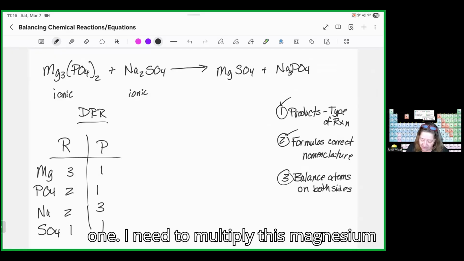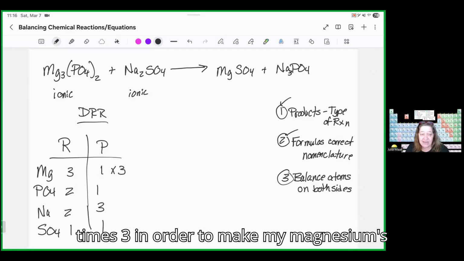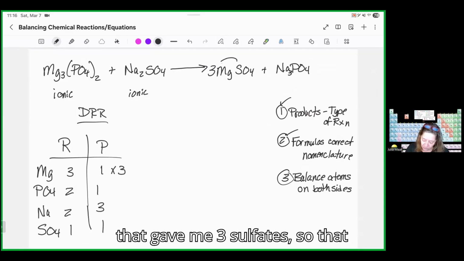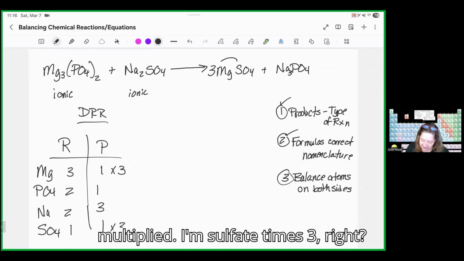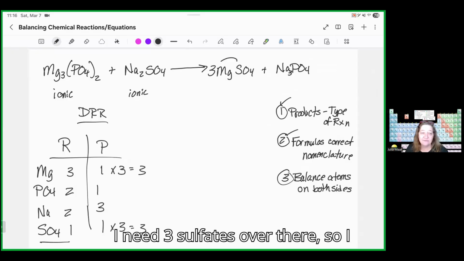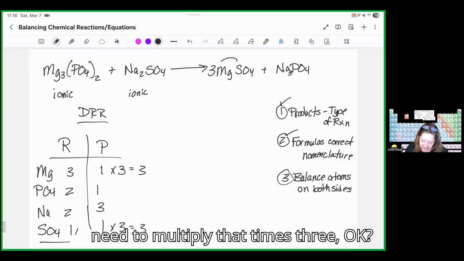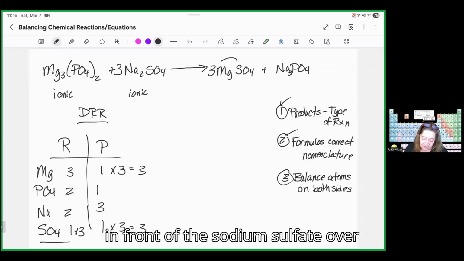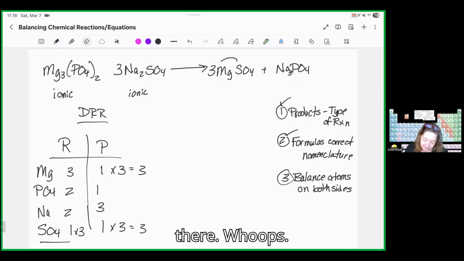I need to multiply this magnesium times 3 in order to make my magnesiums correct. So I'm going to do that. And that gave me 3 sulfates. So that multiplied my sulfate times 3, right? But that messed up this sulfate. Now I need 3 sulfates over there. So I need to multiply that times 3, which means I need to put a 3 in front of the sodium sulfate over there.